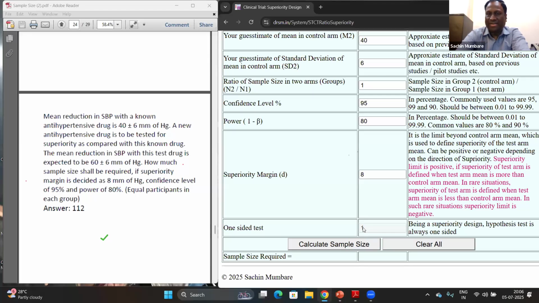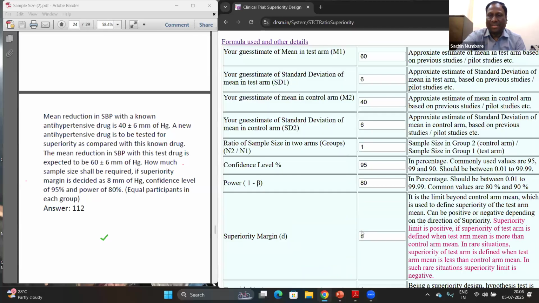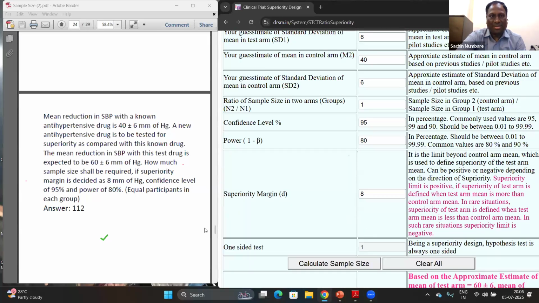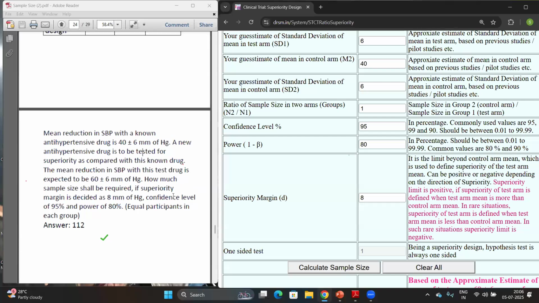Why is it one-sided? Because we are testing whether one drug is superior to the other. That's why it is always one-sided. So calculate the sample size. The sample size is only 4.